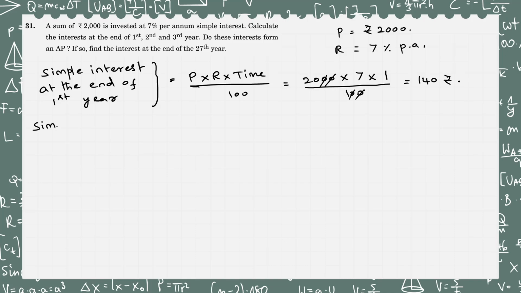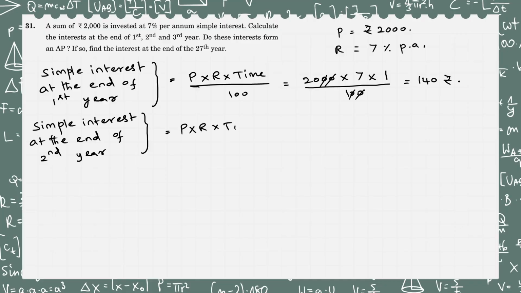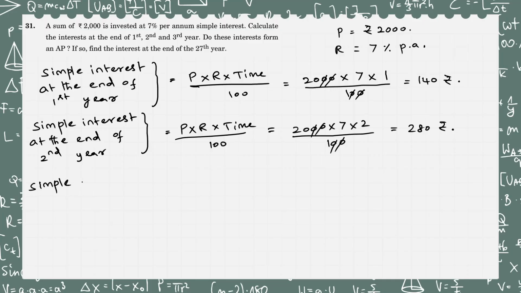Correct? The same way we have to calculate simple interest at the end of second year. Let us do that. So in this case we need to find the simple interest for 2 years, right? Principal and the rate percent will be the same, right? So it will be P into R into time divided by 100. Time will be different now. So this is 2000 into 7 into 2 divided by 100. We can cut 2 zeros here and this will be 280 rupees.